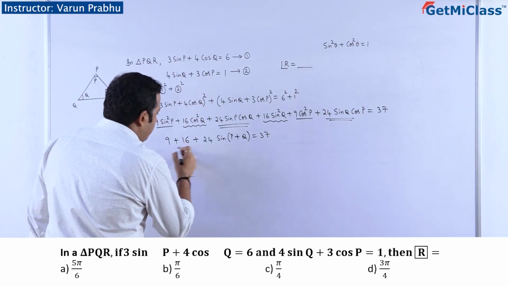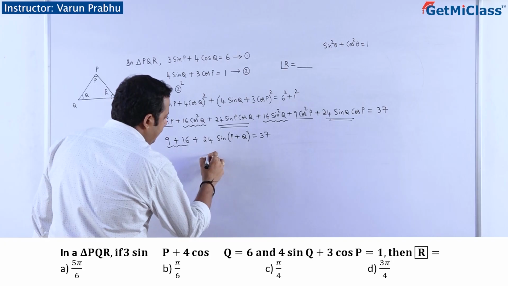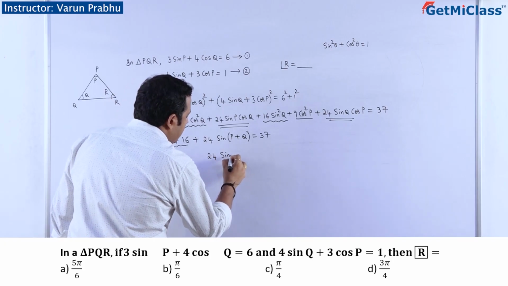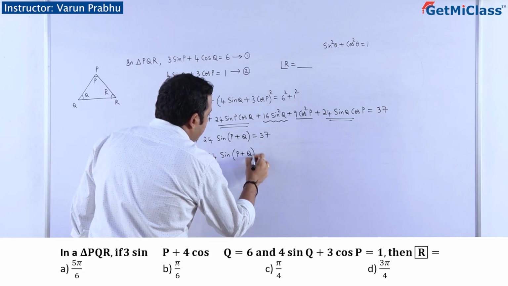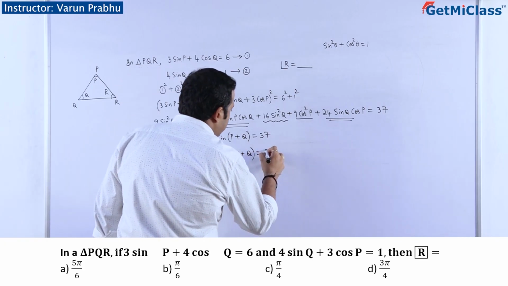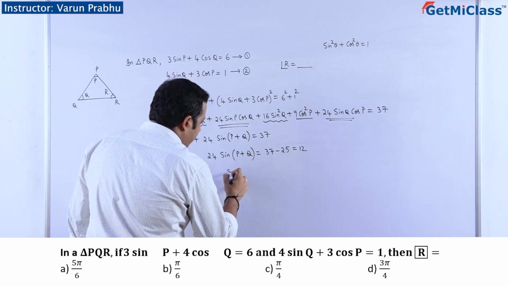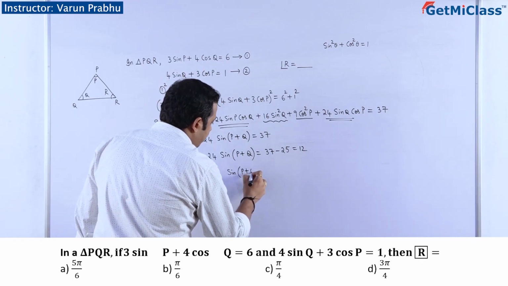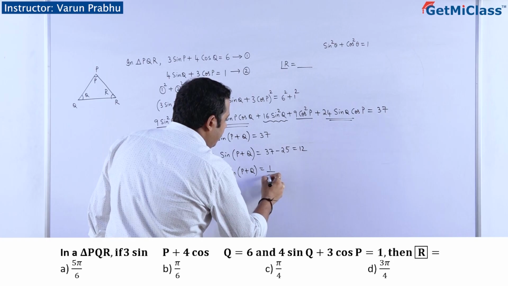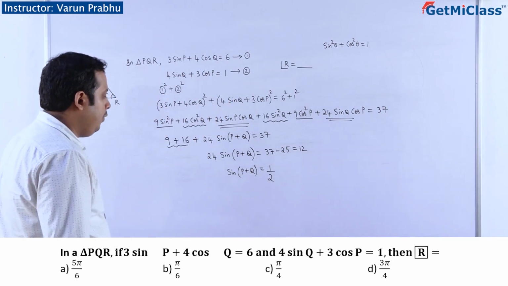9 plus 16 is 25. So we can write 24 sin of P plus Q. That is equal to 12. Correct? 37 minus 25. That is equal to 12. So what is the value of sin of P plus Q? Sin of P plus Q is equal to 12 by 24. What is the value of 12 by 24?